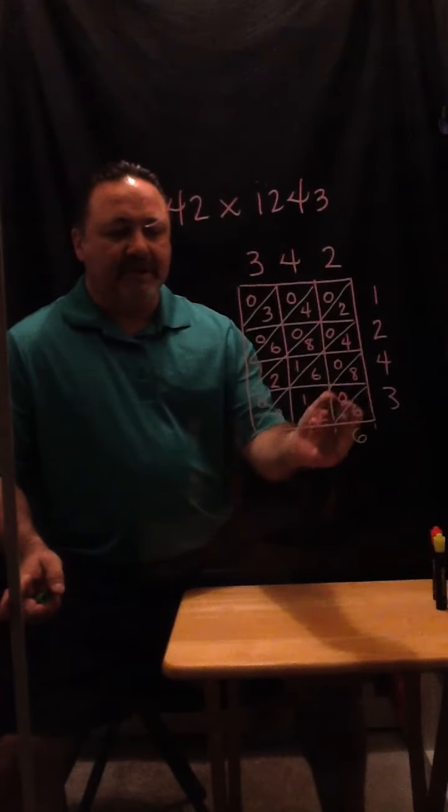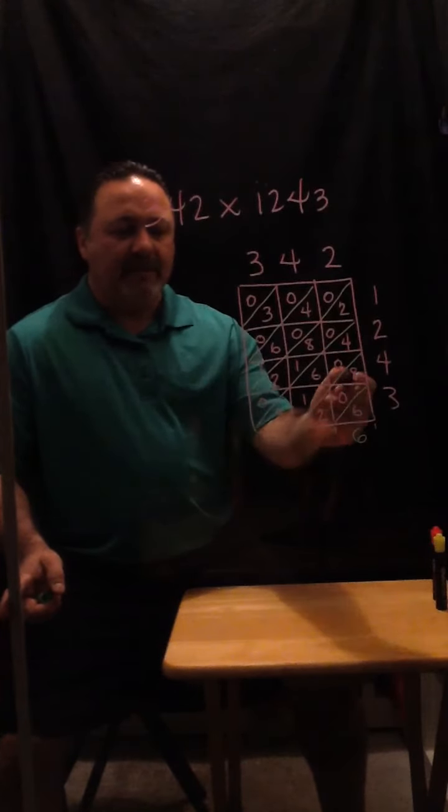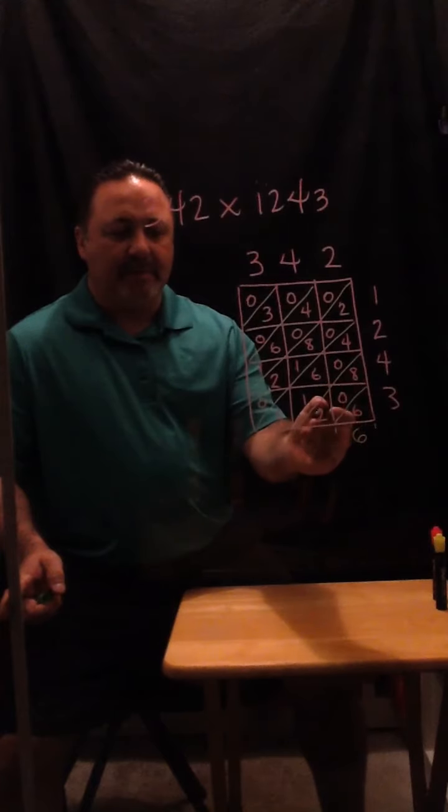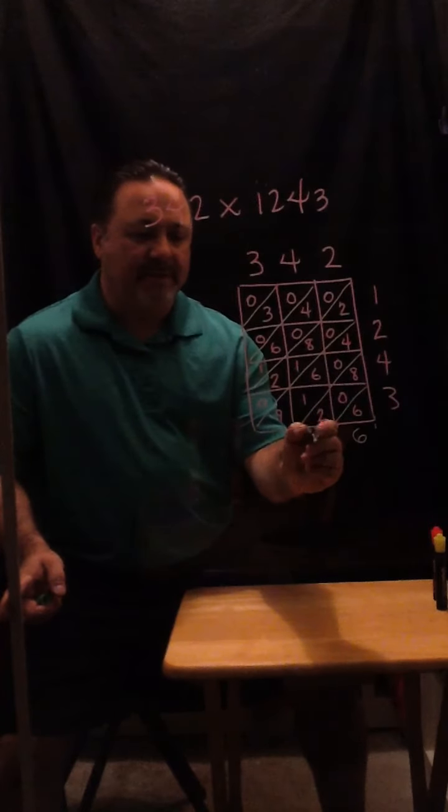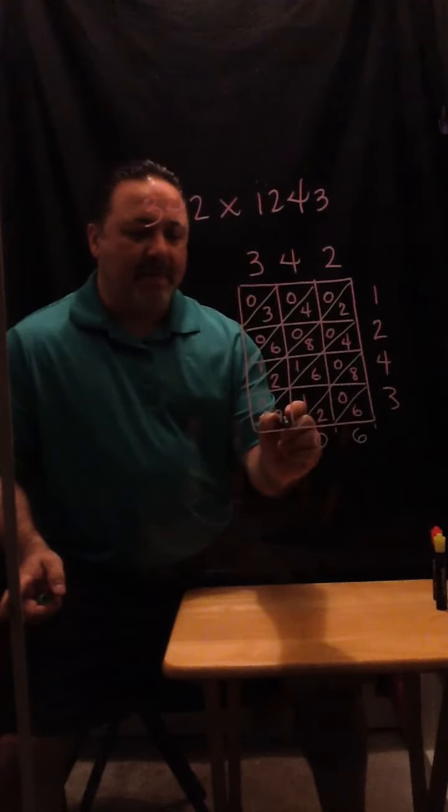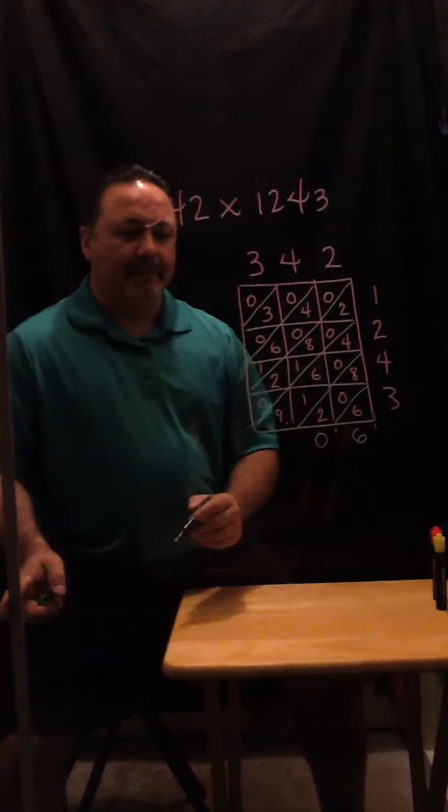It's 8 plus 0 plus 2. So 8 plus 0 is 8, 8 plus 2 is 10. So I'm going to put a 0, and I'm going to carry my 1 to the next column, or the next diagonal.